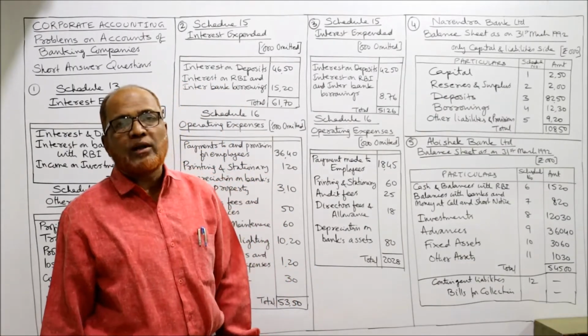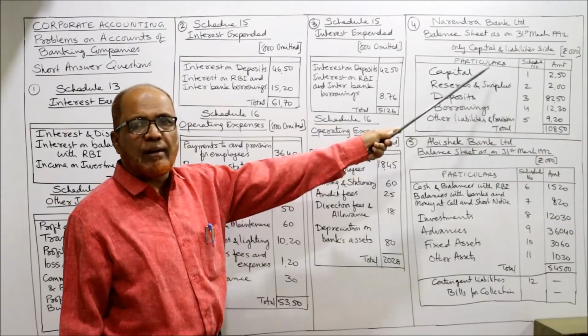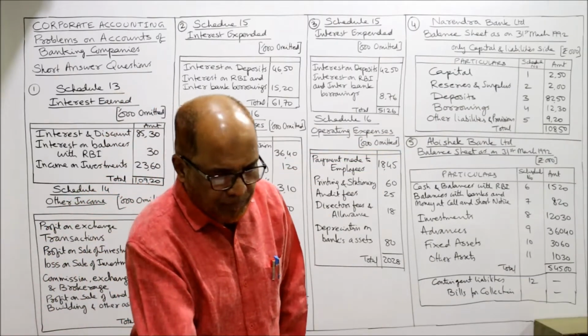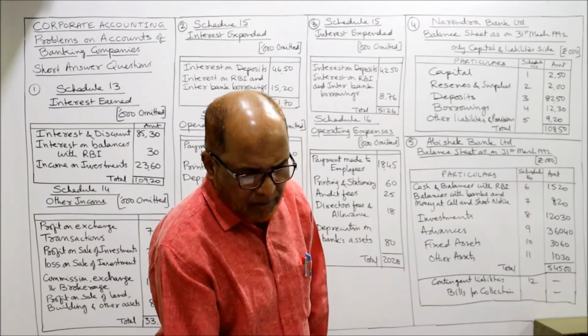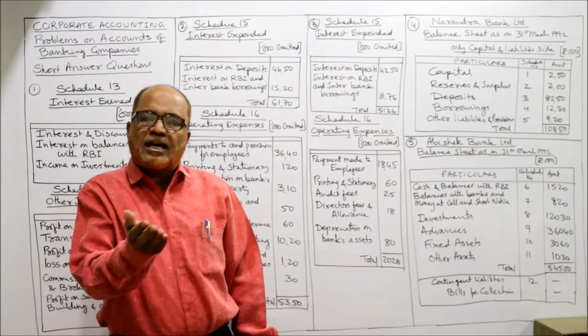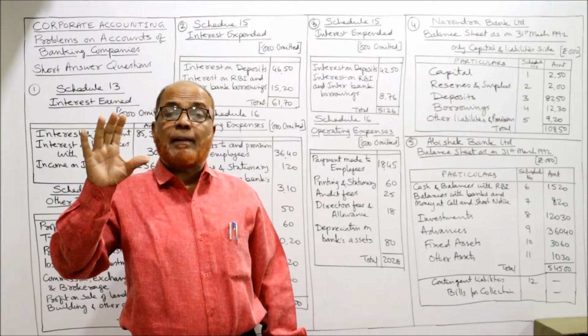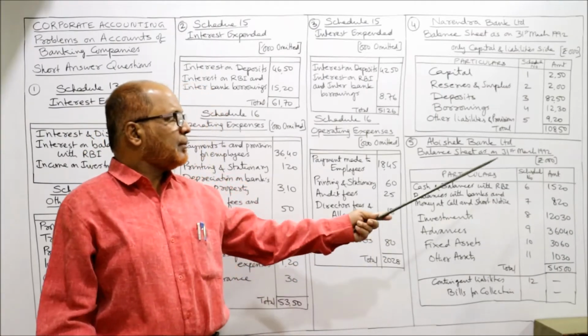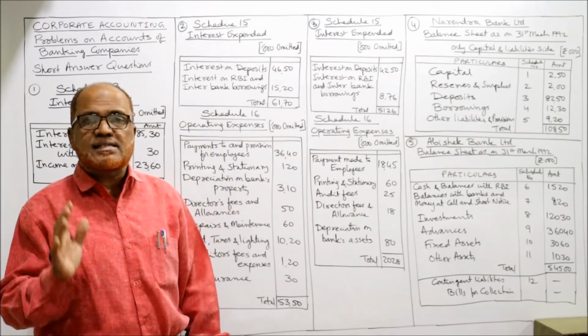1,08,50,000. 1 crore 8 lakh 50,000. Total of the liabilities. Next problem, fifth problem. From the following information, prepare the asset side of Abhishek Bank Limited. Just like the previous problem, we have prepared only capital and liability side. Now we'll prepare only asset side.